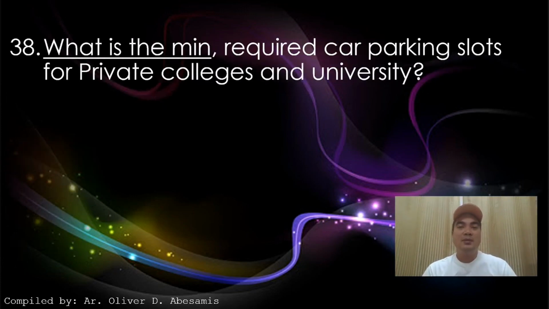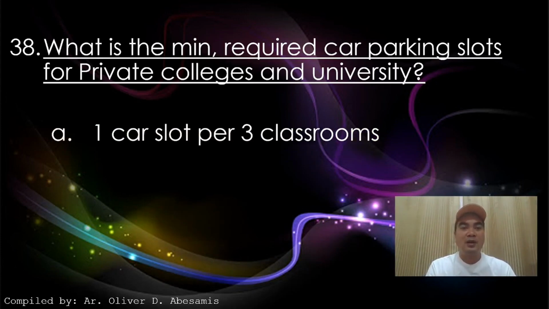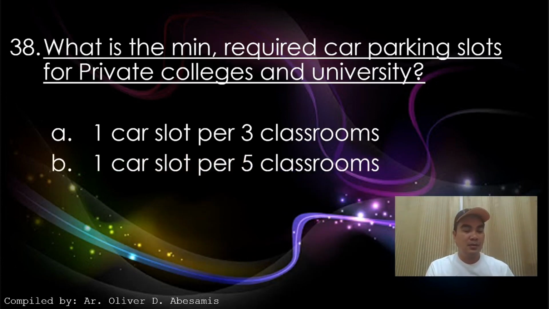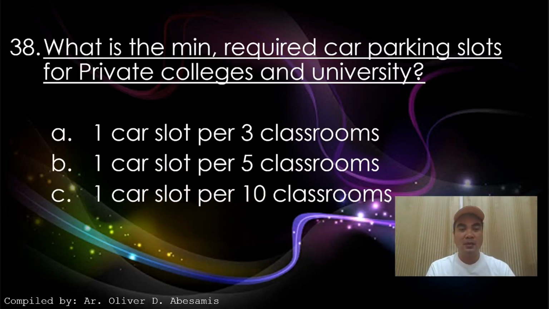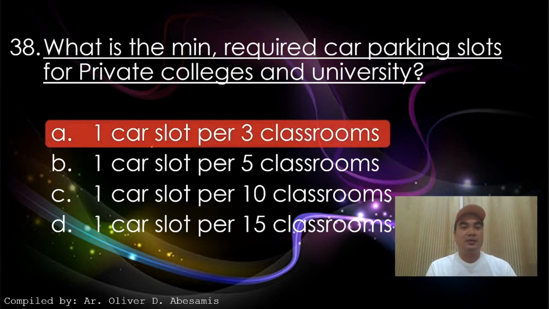38. What is the minimum required car parking slots for private colleges and university? Again, what is the minimum required car parking slots for private colleges and university? A, 1 car slot per 3 classrooms, B, 1 car slot per 5 classroom, C, 1 car slot per 10 classrooms, and D, 1 car slot per 15 classrooms. Answer? A, 1 car slot per 3 classrooms.